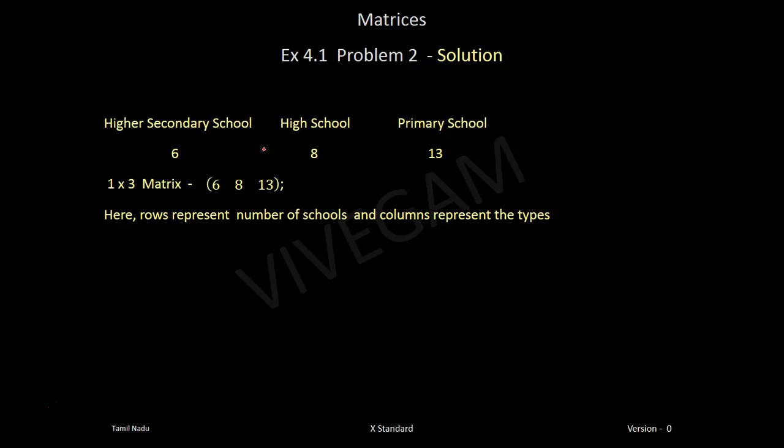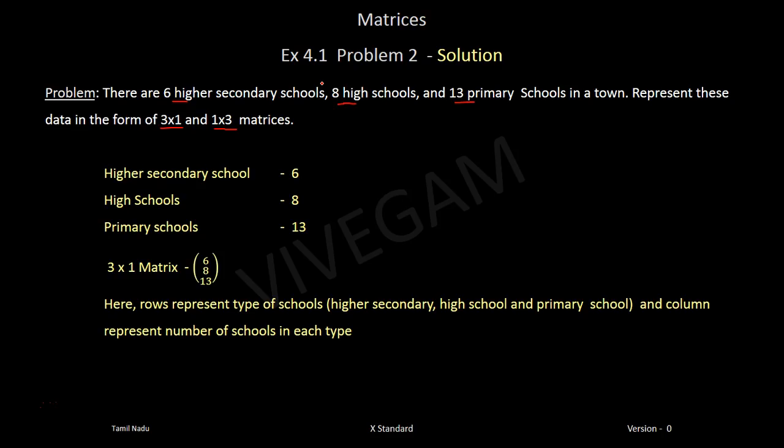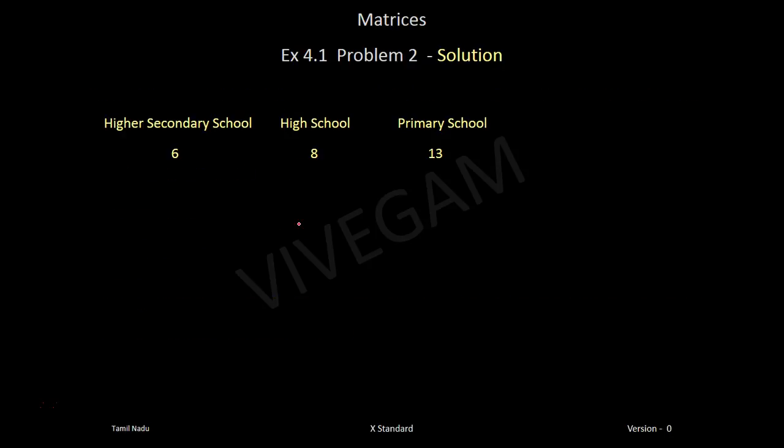So the same information can be depicted as 1 by 3 matrix or 3 by 1 matrix. In 3 by 1 matrix, do you remember? The rows are representing the type of schools. So all you need to do is rotate this table 90 degrees in the anti-clockwise direction. So you will get the type of schools in the rows and you will get the numbers in the column. Okay, so let's just go back and see that. You got it here? So the rows are representing the types and the column is representing the numbers. But in the other case, the row is representing the number and the columns are representing the type.